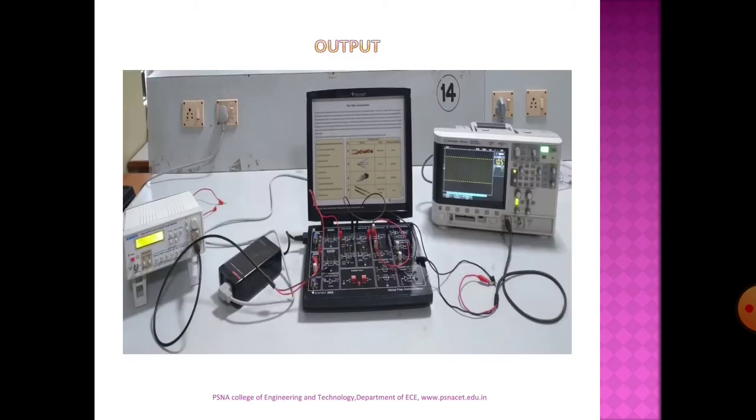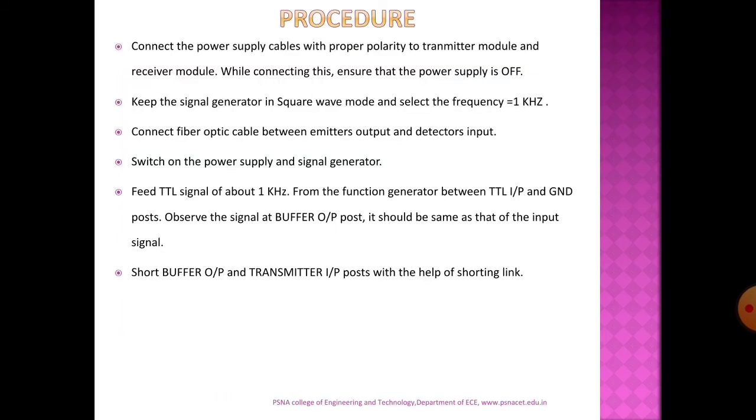So you can see a complete output setup. By means of this function generator we give an input signal to this advanced kit module. This kit module will generate a signal which has to be taken to the DSO, that is the digital storage oscilloscope, so that we can see the generated output signal. The procedure is very simple, as I just told you.